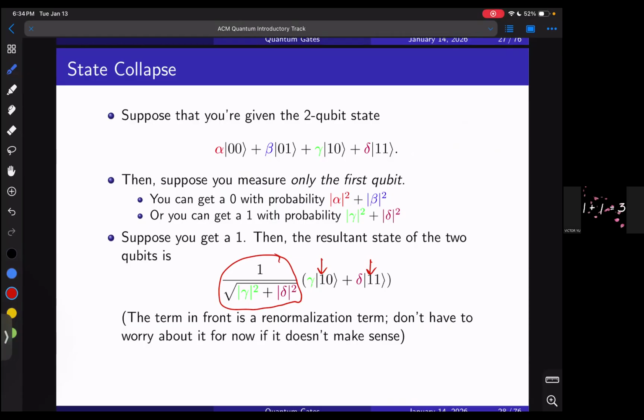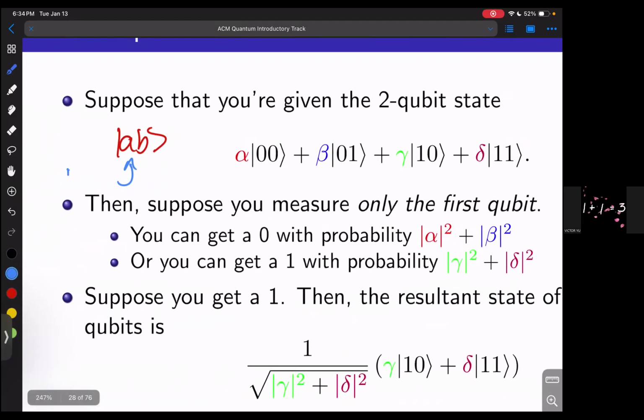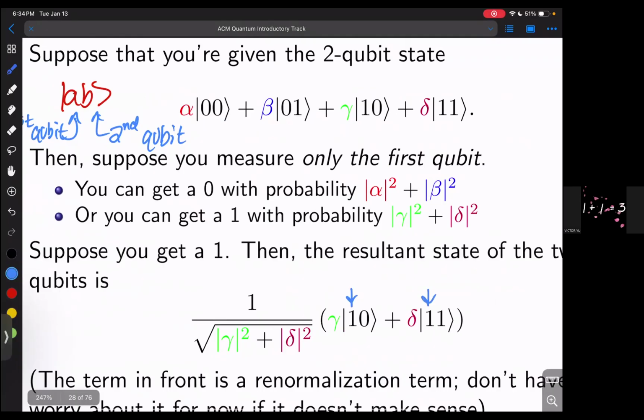Can you just explain why, for the 0 and 1 states, we only look at the first entry in the ket notation? When we measured the first qubit, we know we got a 1. So in each term, let's just say it's ket AB, this first entry corresponds to the first qubit, and the second entry corresponds to the second qubit. So when we say that we measure 1, we want the terms where the first qubit is 1. Does that make sense? Yeah.